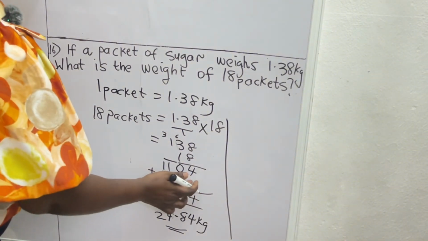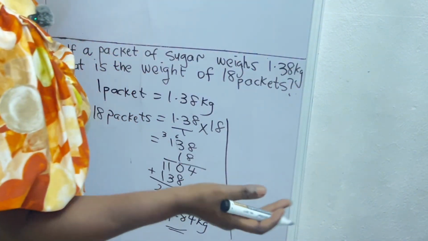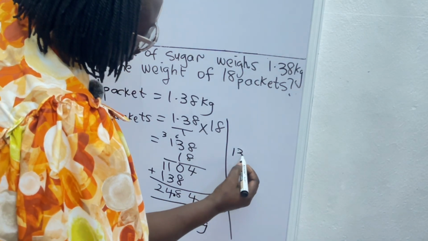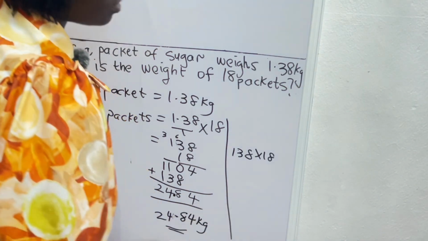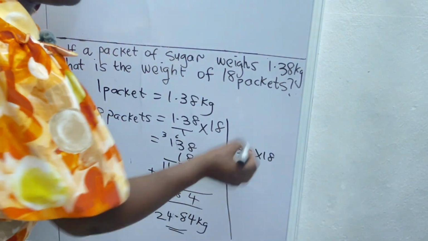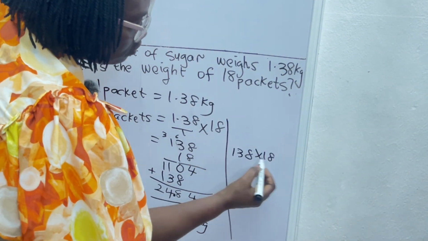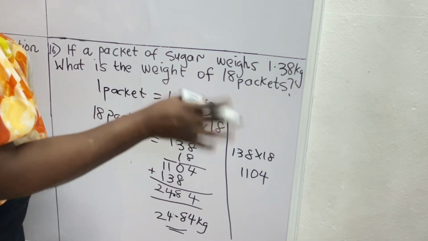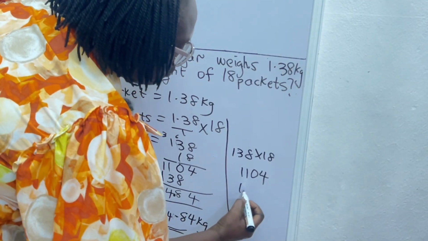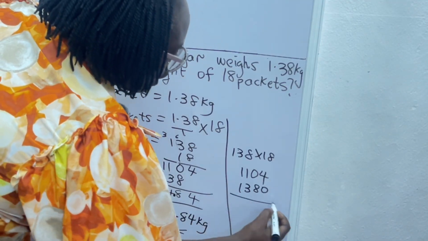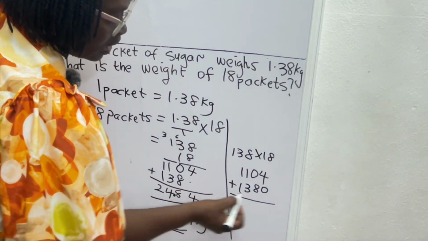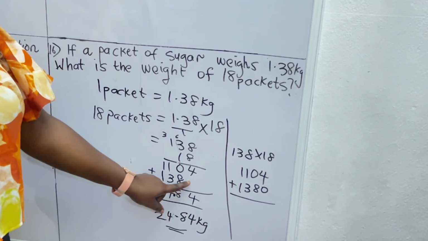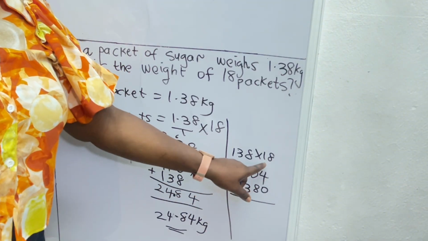So why are we leaving this space? Okay, so the other method of multiplication will tell us why we are leaving that space. So let's say you have 138 times 18. You can first of all multiply by 8 and then multiply by 10. So if you multiply 138 by 8, you are going to get 1104. And then if you multiply by 10, you will get 1380. And then you add up. So this space is for this 0 here. Do we understand that this space we have left here is for this 0, because this is tens.